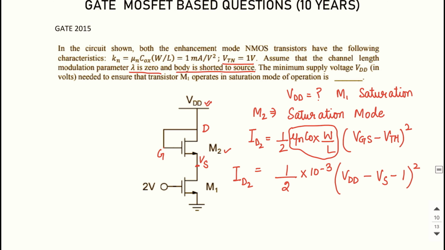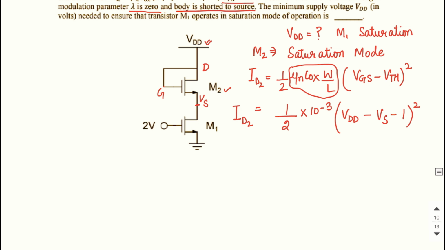Also, based on the network, it can be easily understood that ID1 would be equal to ID2, and we need to keep this M1 also in saturation. So yes, we can simply say that ID1 for saturation will be Kn by 2 VGS minus VTH whole square. Now we are talking about the first transistor. For the first transistor, the gate potential is at 2 volt and the VTH is at 1.